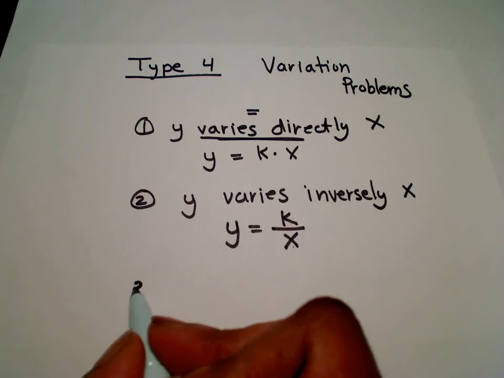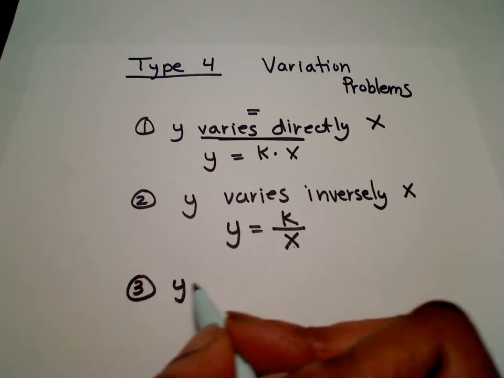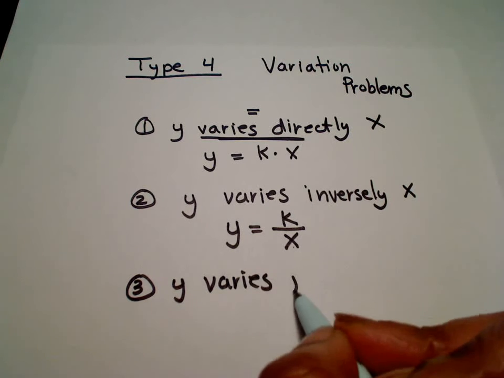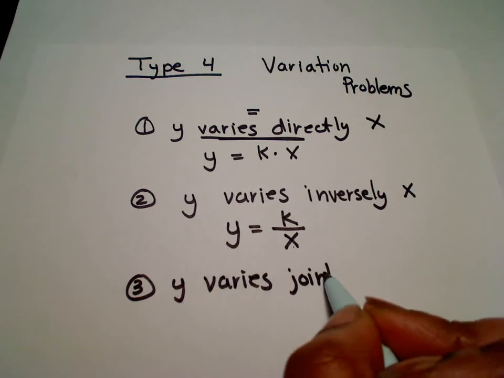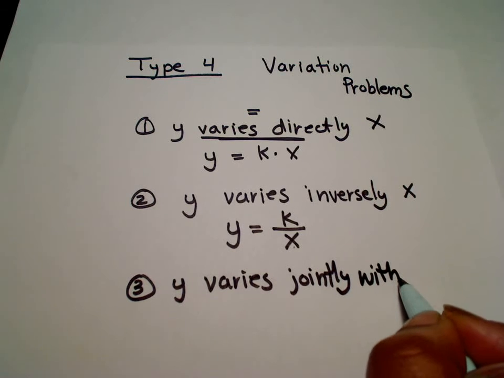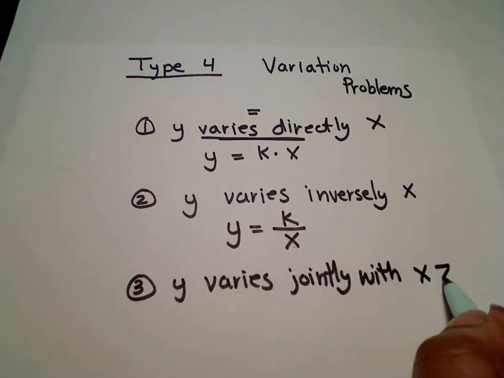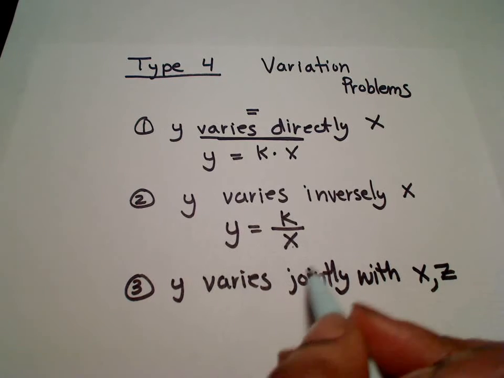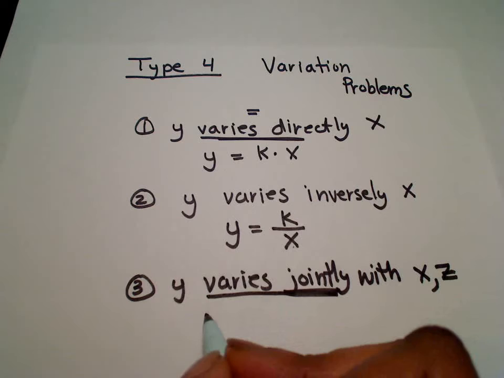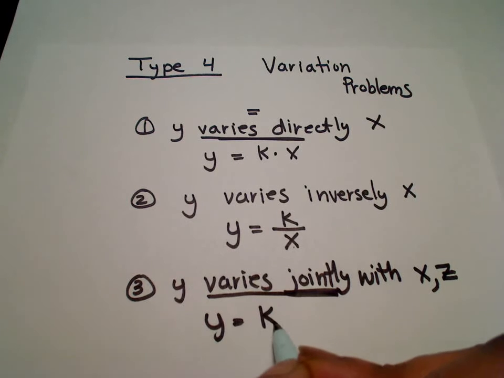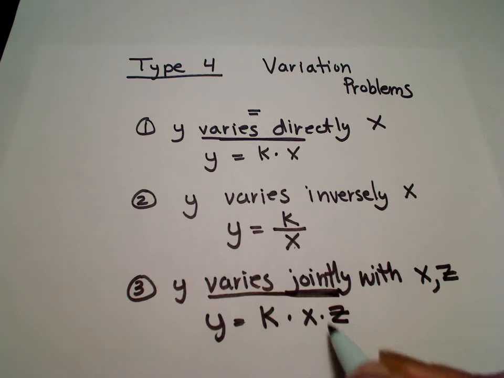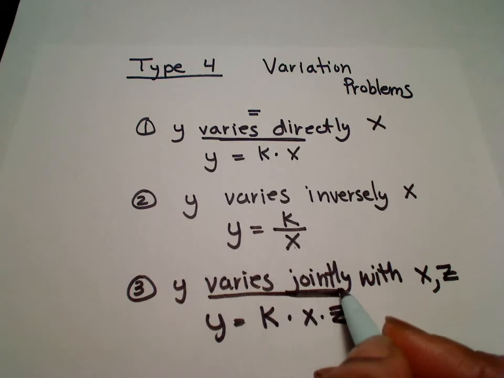The next one that you'll run into is where y varies jointly. When it's jointly, it's with more than one variable, say with both x and z. Then we have y equals k, once again the constant, and I'm just going to multiply those together, which gives me y equals kxz.